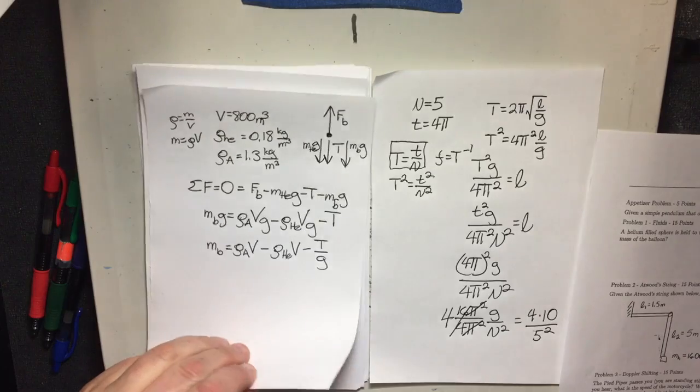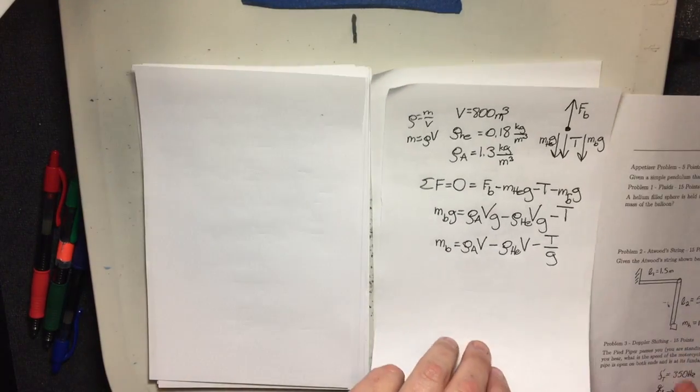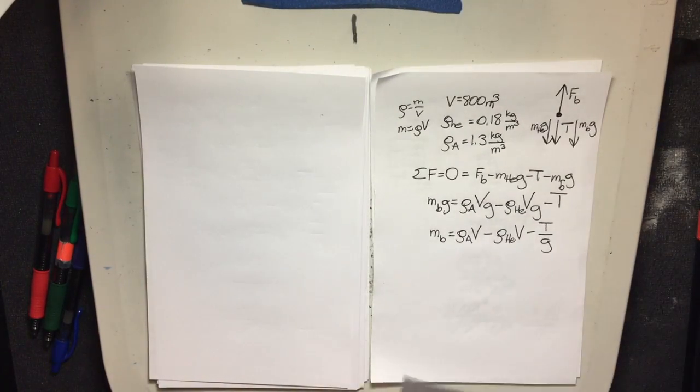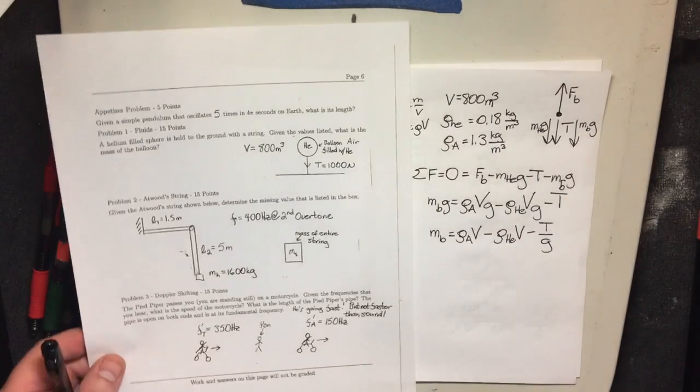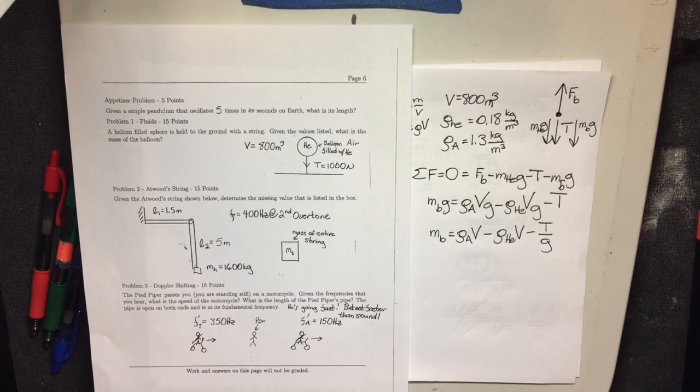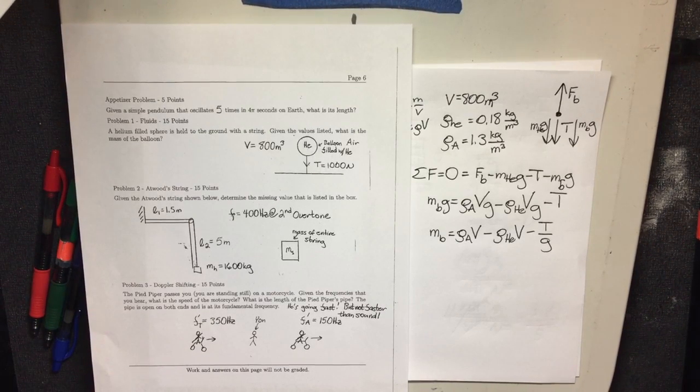So that's problem 1. Now problem 2, something like this will be on the test. It is called an Atwood string. Technically it's not an Atwood's machine, but this is as close as I can get to an Atwood's machine and still maintain the statement. Physics 213 will always have an Atwood's machine on the test or final until they get it right, which means it will always now be on the test.